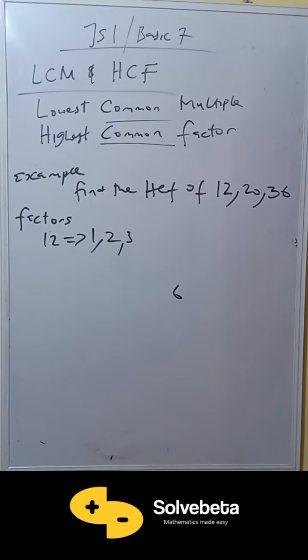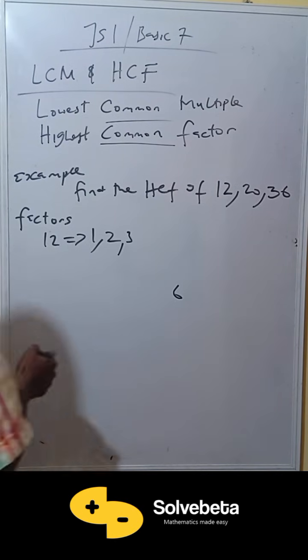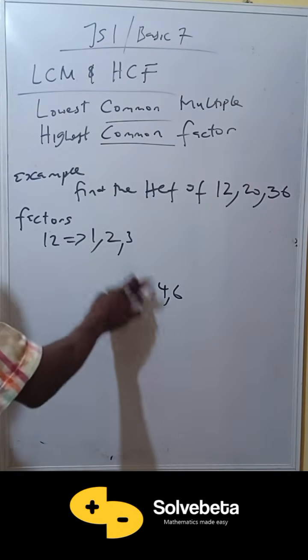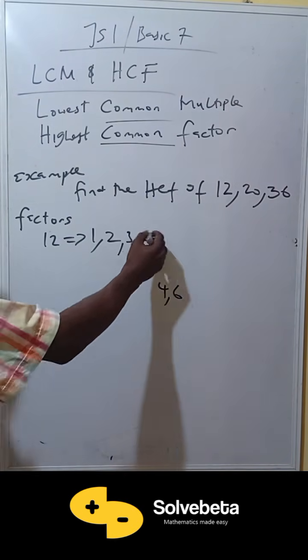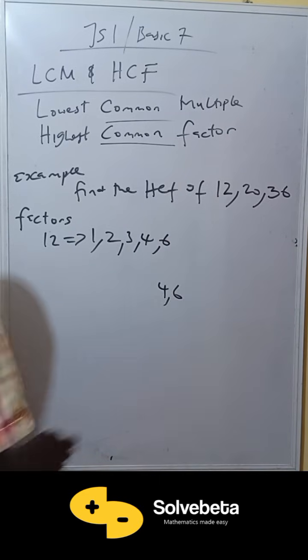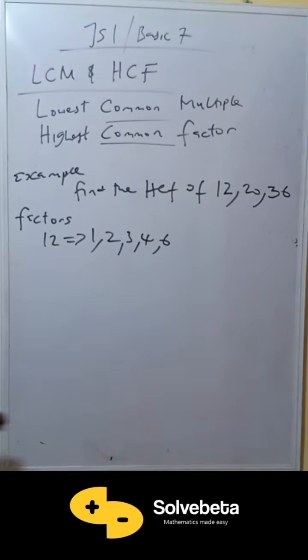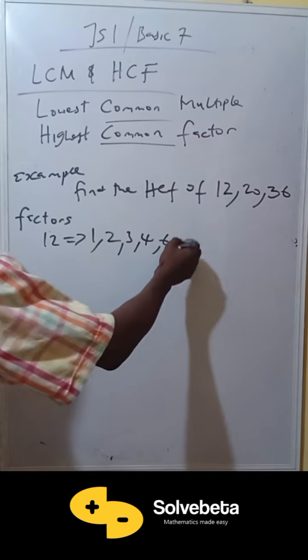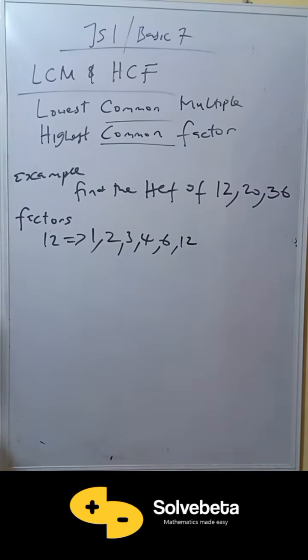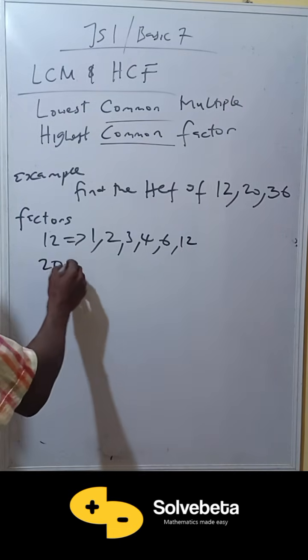12 divided by 3 is 4. So 4 is a factor. So after 3 is 4. We can now put this 4. We can put 6. Can 7 divide 12? No. Can 8 divide 12? No. Can 9 divide 12? No. 10, no, then 12 itself. 12 is the other number that can divide this. So now let's go to 20.